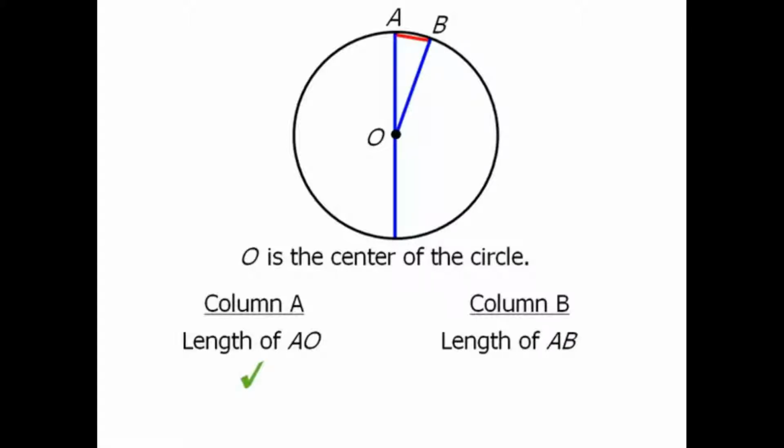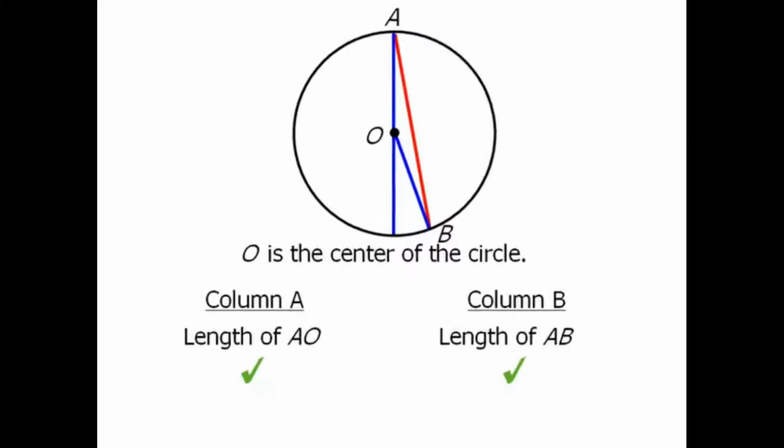However, the same angle could be very large, in which case the length of AB is greater than the length of AO. So as you can see here, we can't definitively determine which column is greater, so our answer is D.